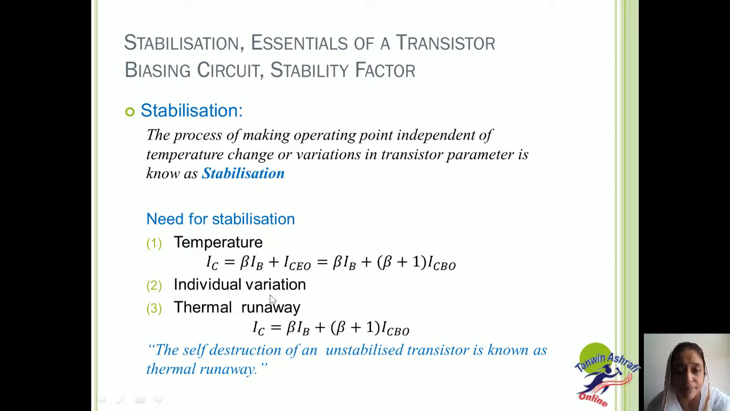Individual variation. The values of beta and VBE are not exactly the same for any two transistors, even of the same type. Further, VBE itself decreases when the temperature increases. When a transistor is replaced by another one of the same type, this variation changes the operating point. It is necessary to establish the operating point, that is, to hold the collector current IC at a constant value irrespective of individual variation in transistor parameters.